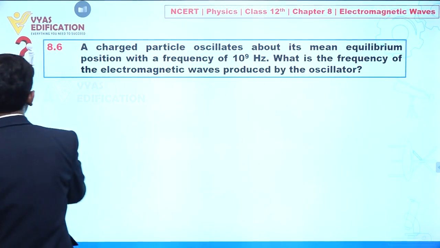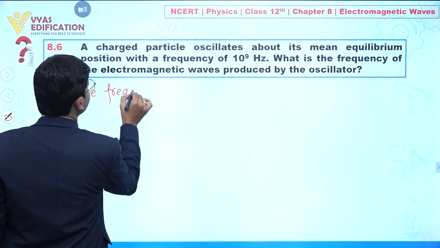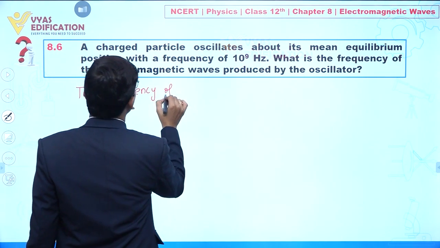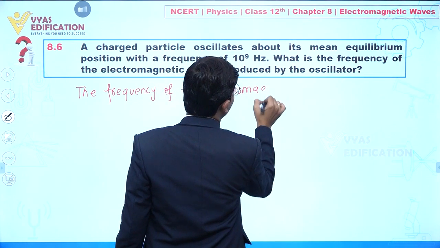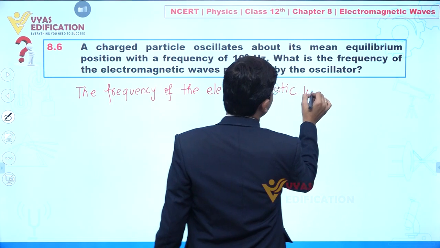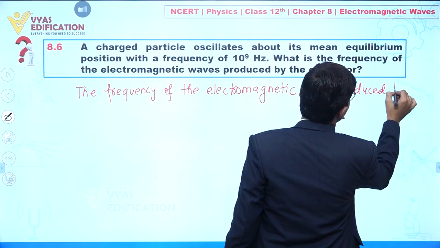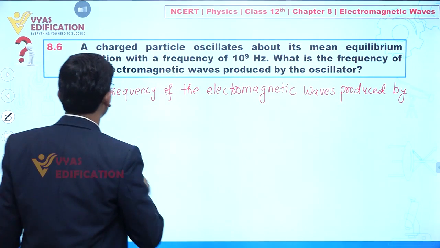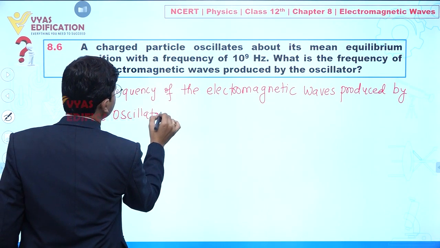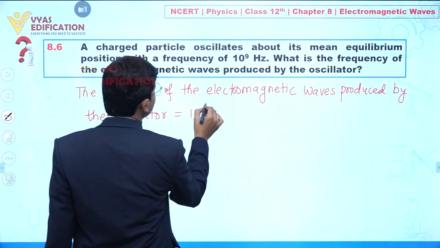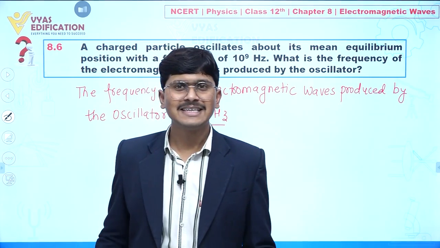So in this question you can say the frequency of the electromagnetic waves produced by the oscillator is equal to 10 to the power 9 Hertz, clear to everyone, 10 to the power 9 Hertz, clear.